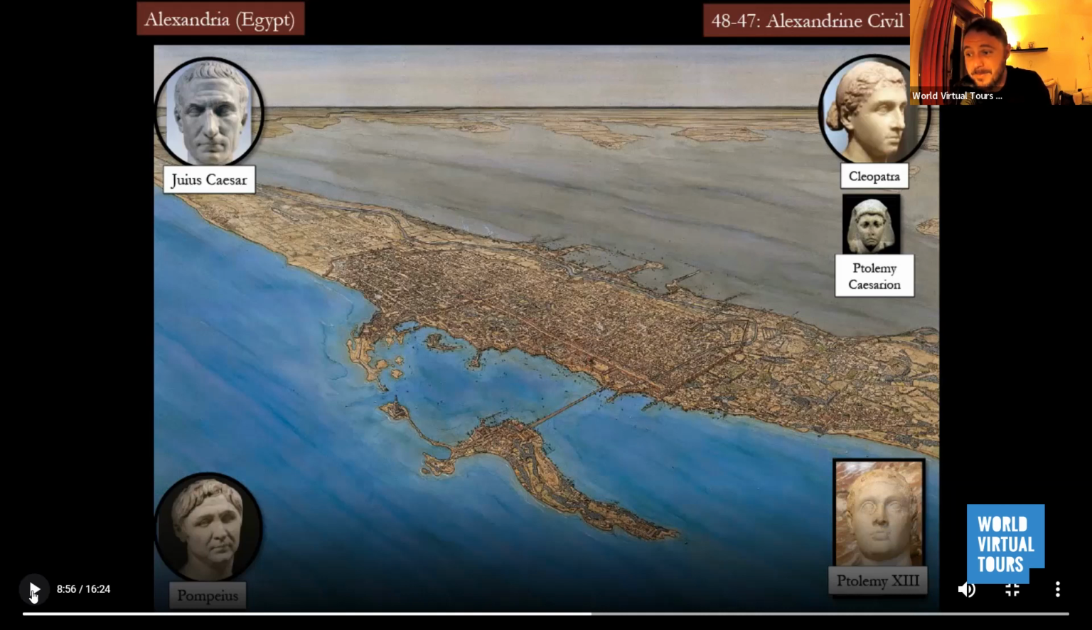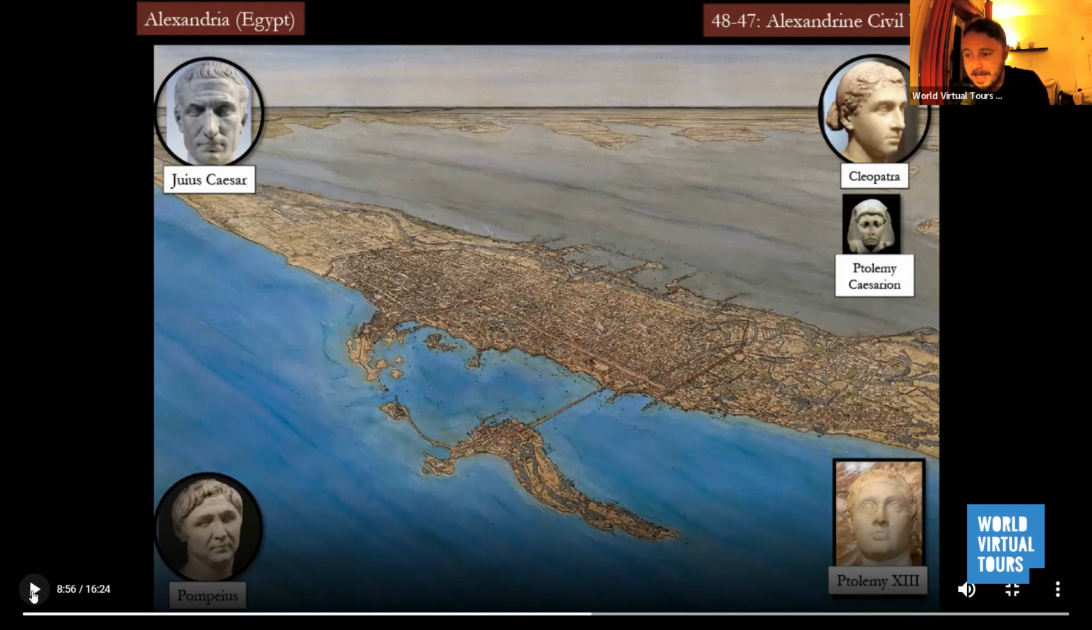Imagine, one of the most powerful men in the history of the world was beheaded by Cleopatra's brother over there on the dock. Why did he do it? He did it because he knew that Caesar was going to win the civil war in Rome, and he wanted him to be a friend of Egypt. So he said, okay, I will kill his worst enemy. He's going to thank me.